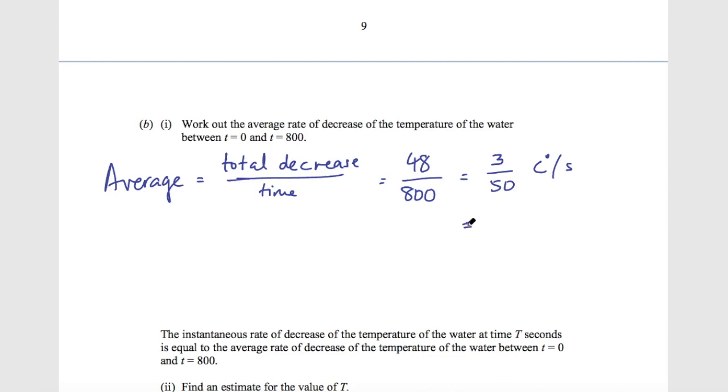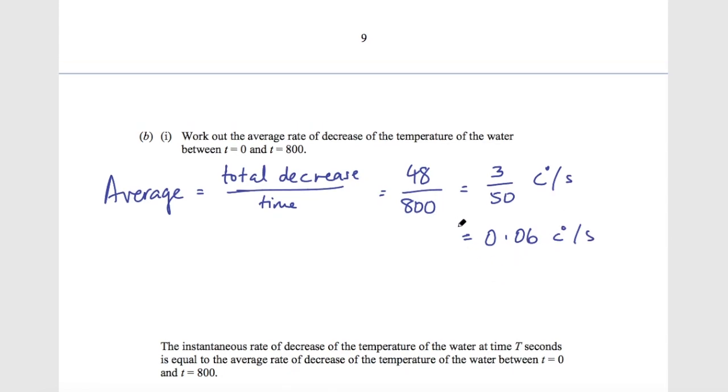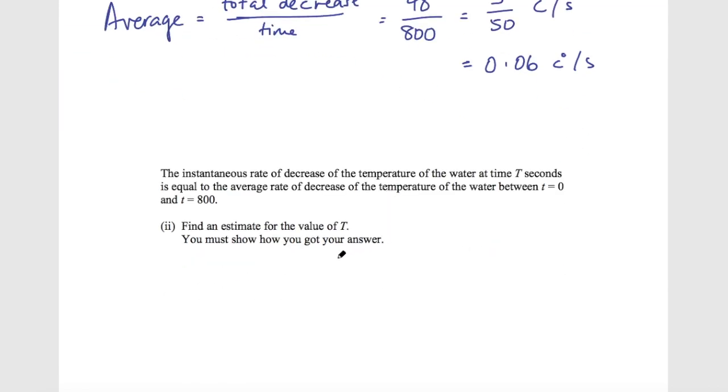And maybe it makes sense to change that to a decimal because we're talking about degrees. So that's going to be 0.06 degrees per second. Okay, so on average every second it's decreasing 0.06 degrees.